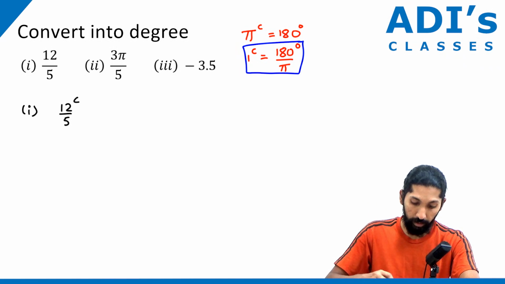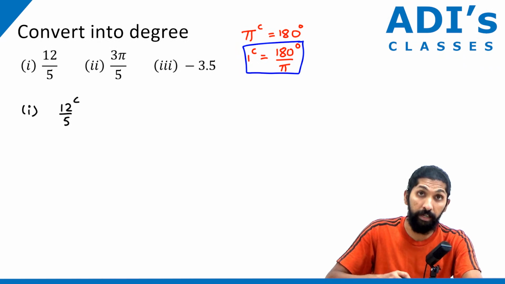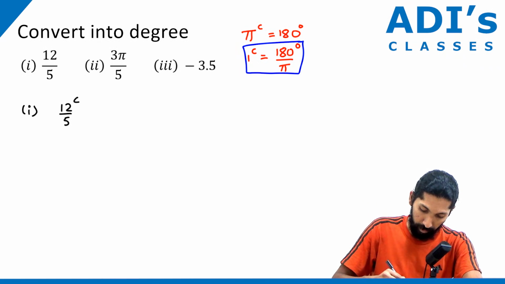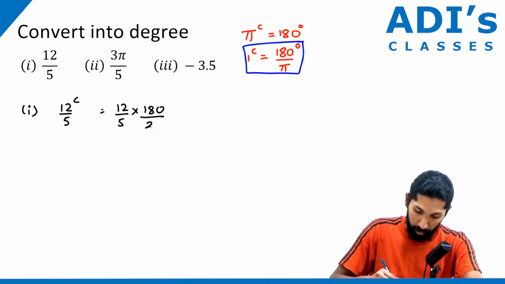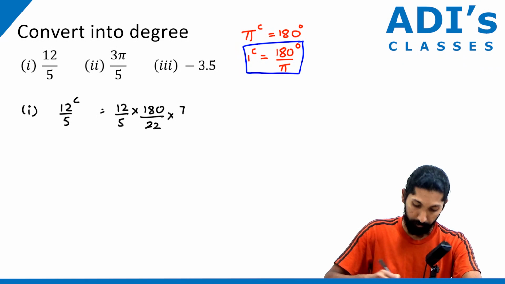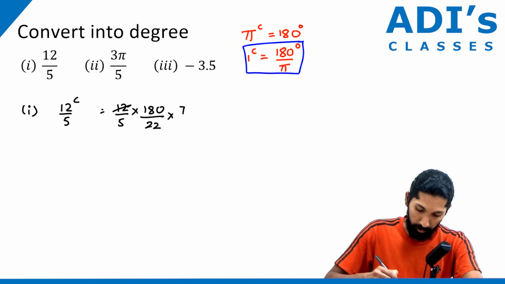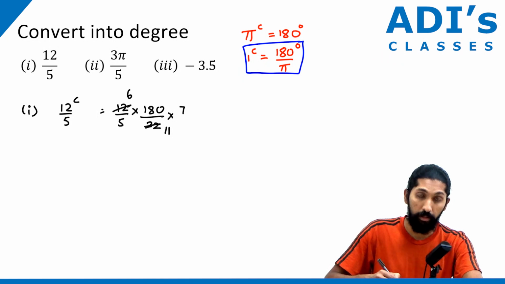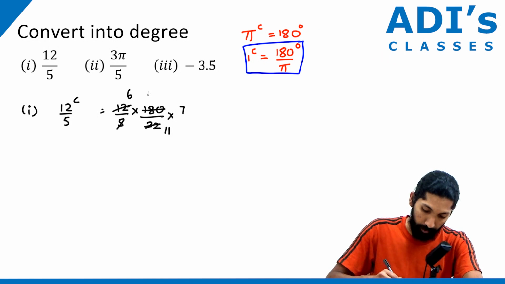So here we have 12 by 5 radian. So this is going to become 12 by 5 into 180 divided by pi, that is 22 divided by 7, or the 7 goes to the numerator, correct? Now you can do by 2, 2 6 times, 2 11 times, then 5, 5 3 times, 15, 36.